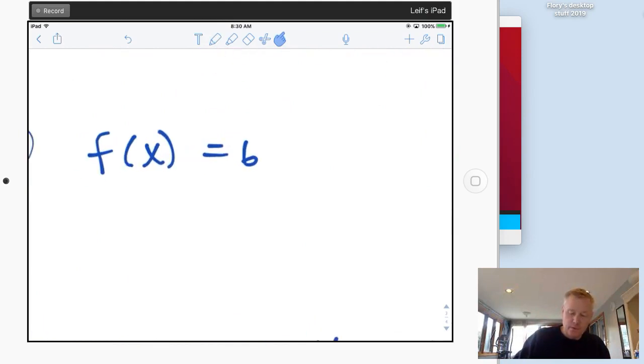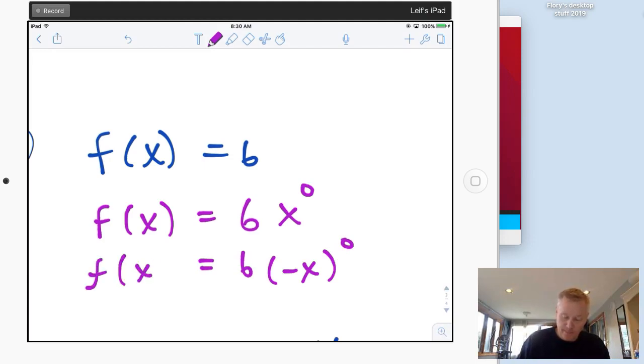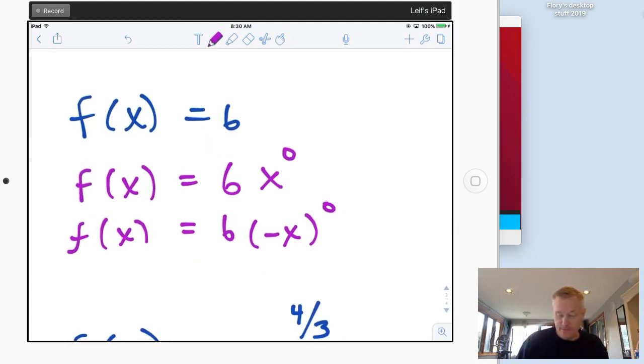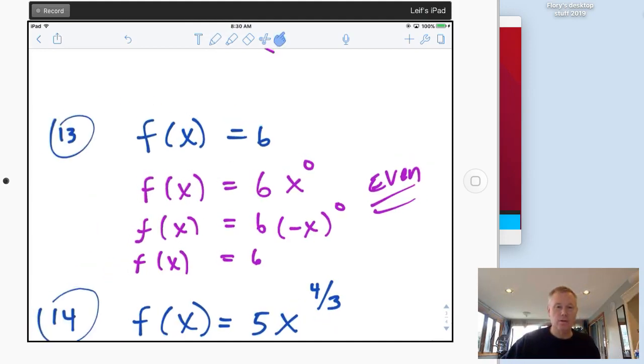This one. I know it's not there, but if I wrote this as 6 times x to the 0, then if I plugged in negative x and took it to the 0 power, you get 6. Anything to the 0 power is 1 except for 0, so negative 1 to the 0 power is still 1. You get 6, which means you get the original function, which means it's even. It stayed the same.